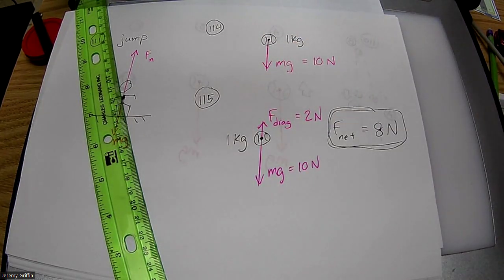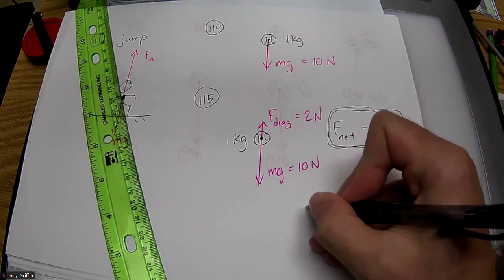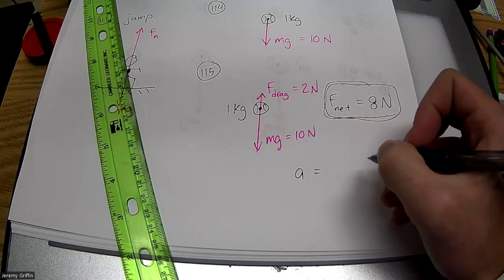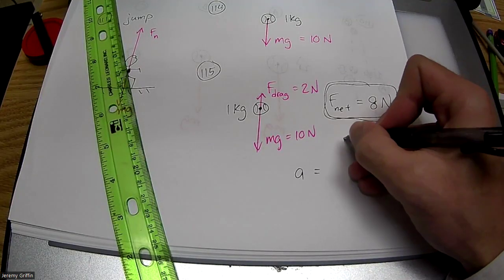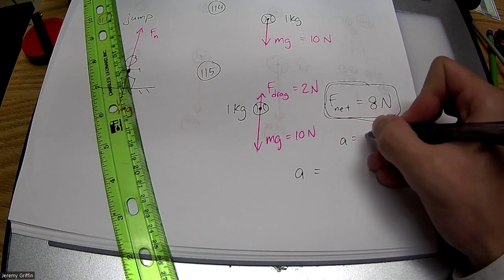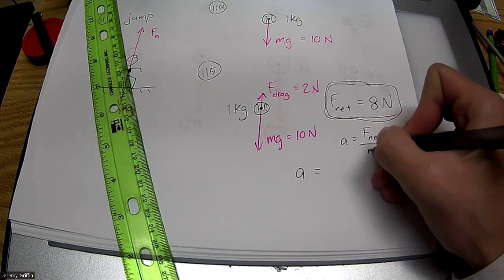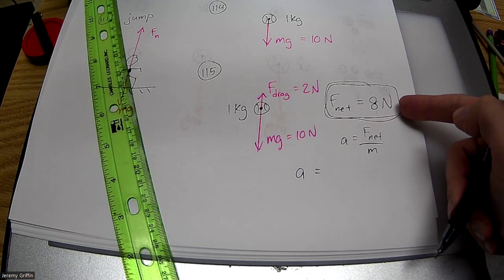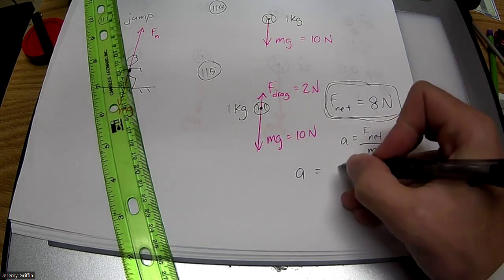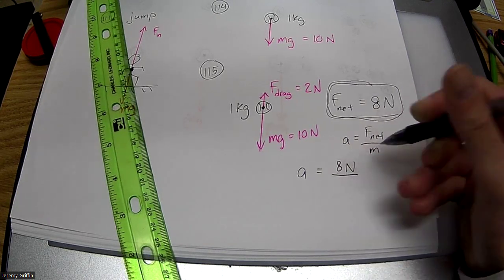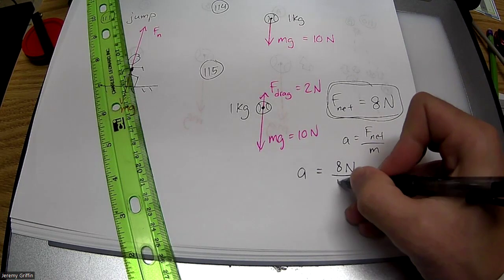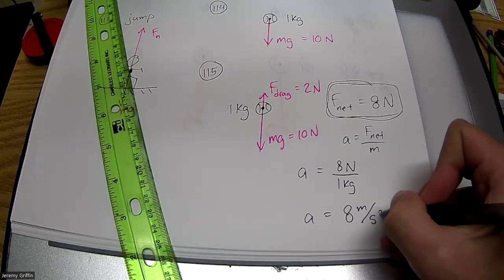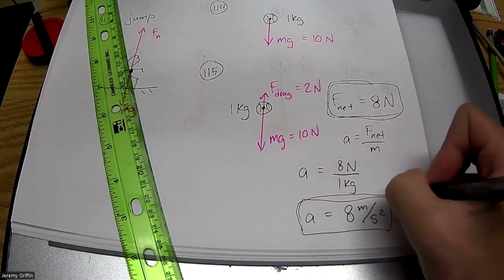Right? Here, I've got my own question. What is the acceleration of the ball at that moment? What does Newton's second law of motion say? Net force on mass. What's the net force? 8 newtons. What's the mass? 1 kilogram. So 8 newtons over 1 kilogram. It wasn't 8 meters per second squared.